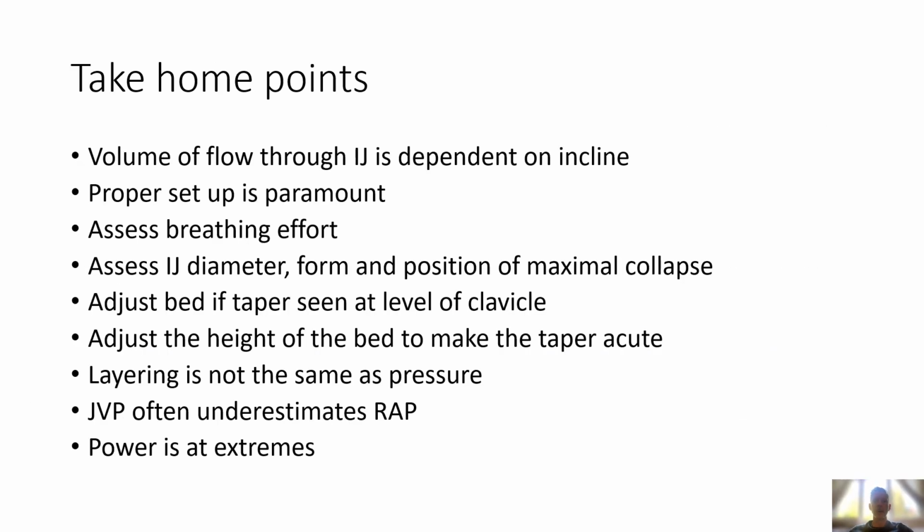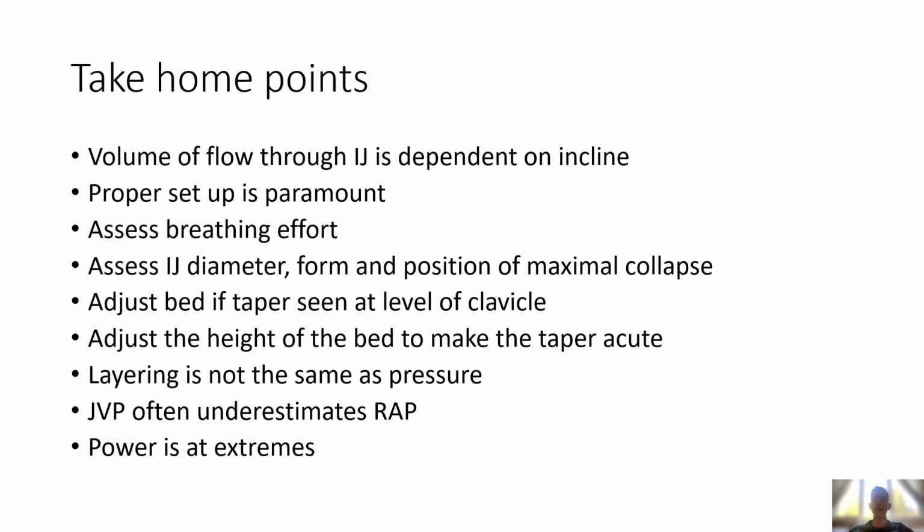To sum up, here are a few take-home points. Volume of flow through the internal jugular vein is dependent on the incline of the head of the bed. The IJ has a tendency to collapse with decreased flow as the incline of the head of the bed is increased. The internal jugular vein will remain open if the right atrial pressure is elevated and the pressure column rises higher from the right atrium.